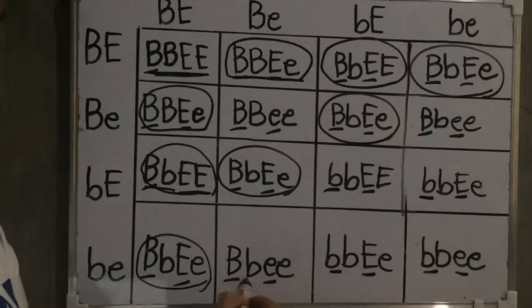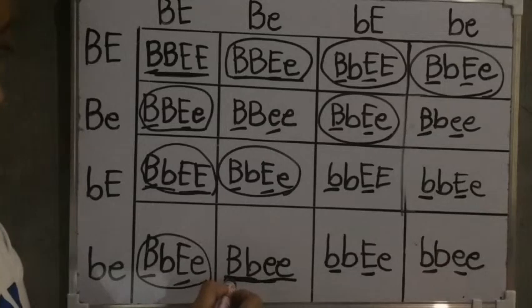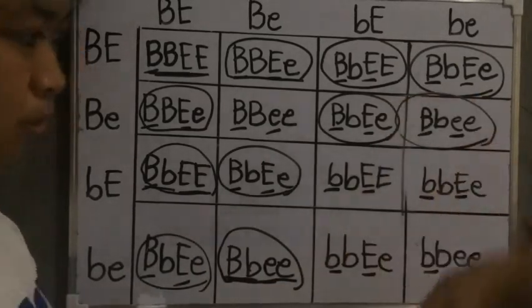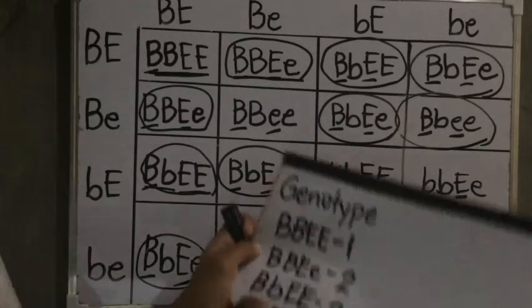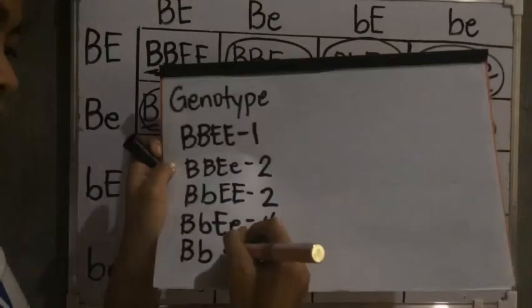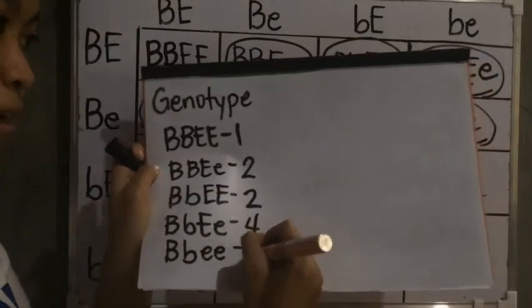Next, we have this one. This is heterozygous for black and blonde and homozygous for blue eyes. So, ilan naman yung katulad nito? So, ang katulad nito ay 1 and 2. So, we only have 2. Heterozygous for black and blonde and homozygous for blue eyes. We only have 2.